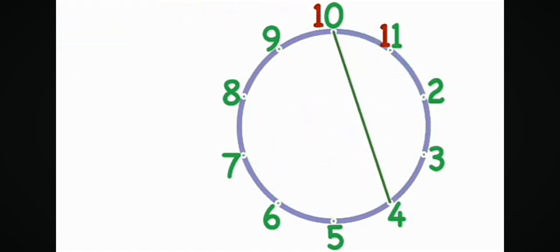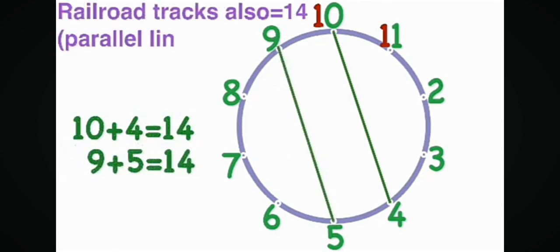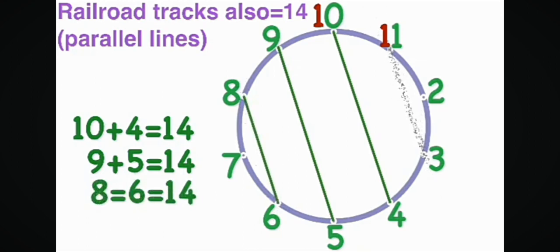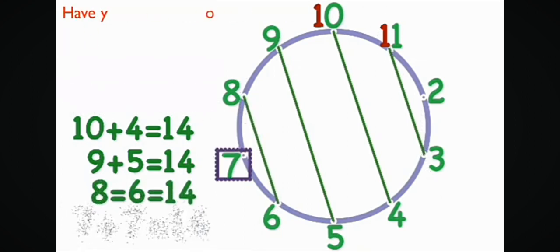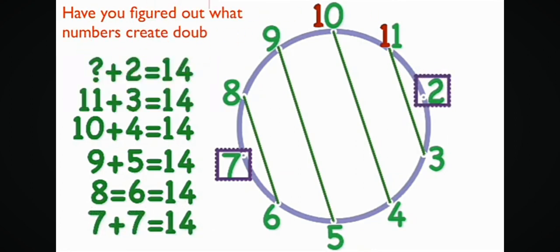Whoa, and there's 10, 4. Over and out, good buddy. And 10, 4, 9, 5 is also going to add up to the same thing as 10, 4, or 14, and 8, 6, and 7 all by itself. There's our 7 and 7 are 14. And there's our 2, and 2 and what equals 14?